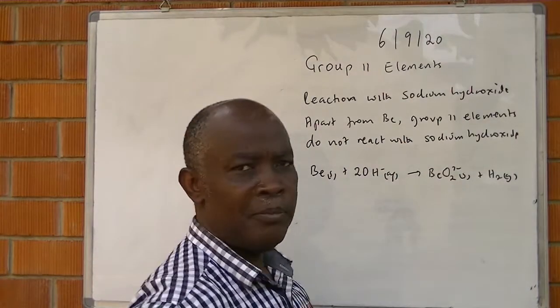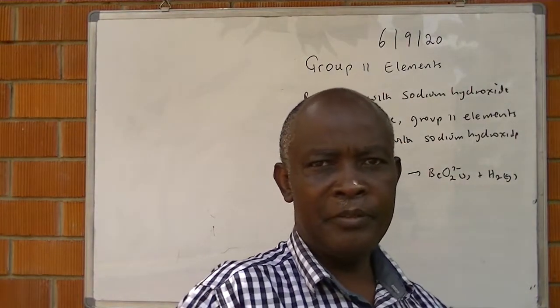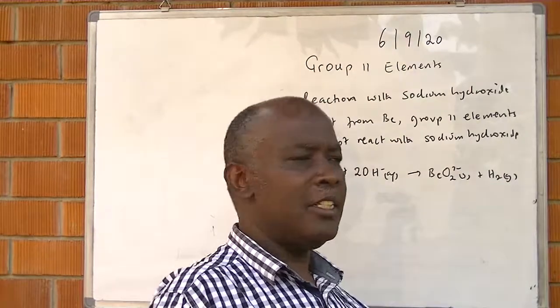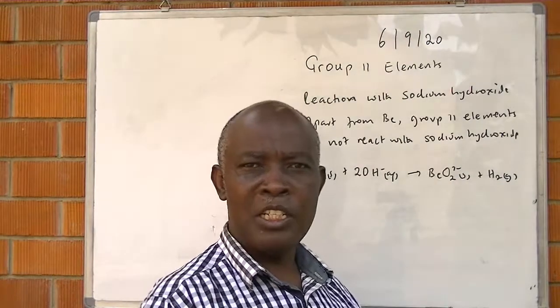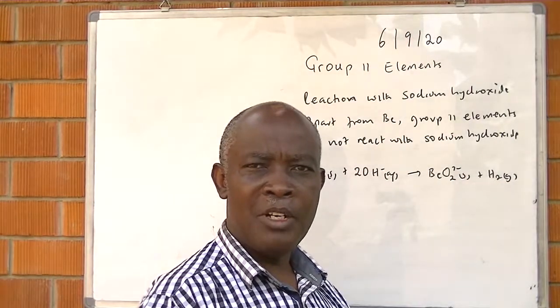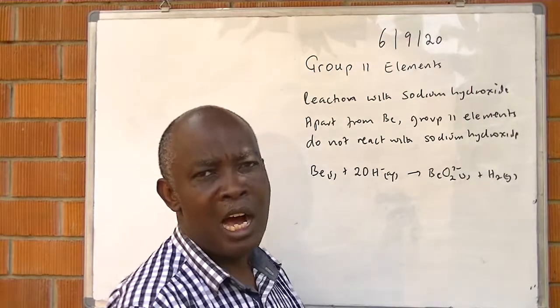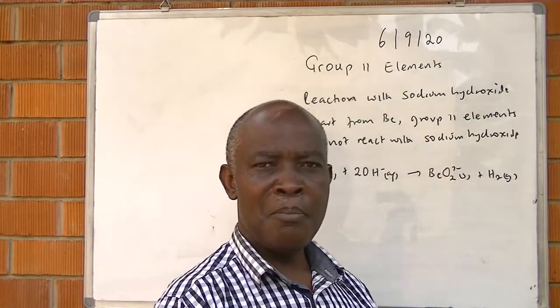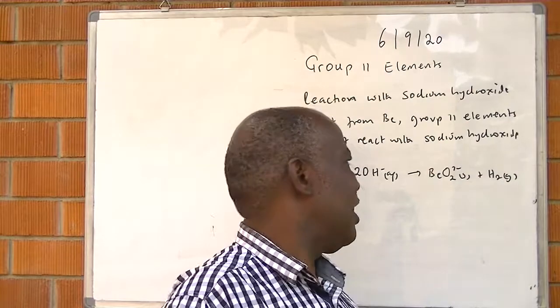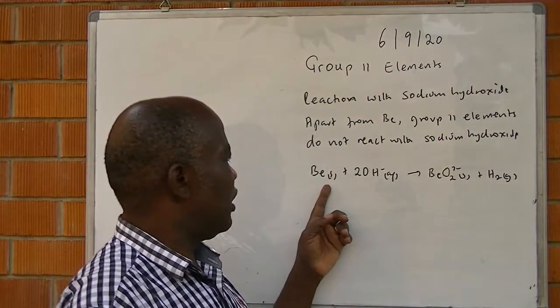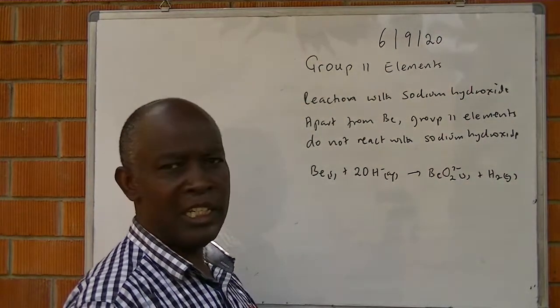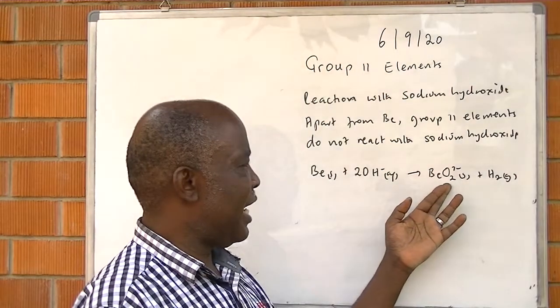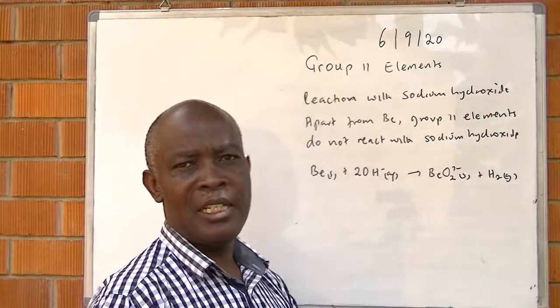Reaction with sodium hydroxide. Group 2 elements don't react with sodium hydroxide apart from beryllium. Beryllium, as we have seen earlier, reacts with hot concentrated sodium hydroxide to form beryllate ion plus hydrogen.